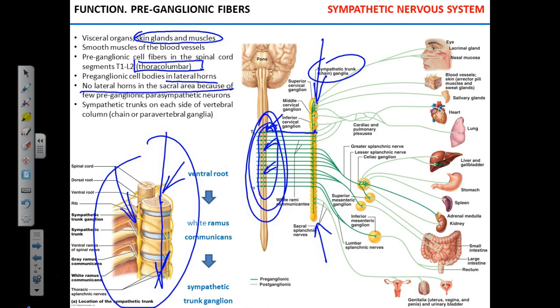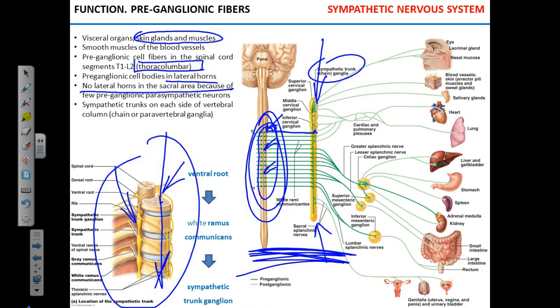That makes sense? No. They are both sympathetic trunks. Does that make sense? So it's sympathetic on both sides. Yeah, so on this picture here, it shows only one side, but it's on both, okay?